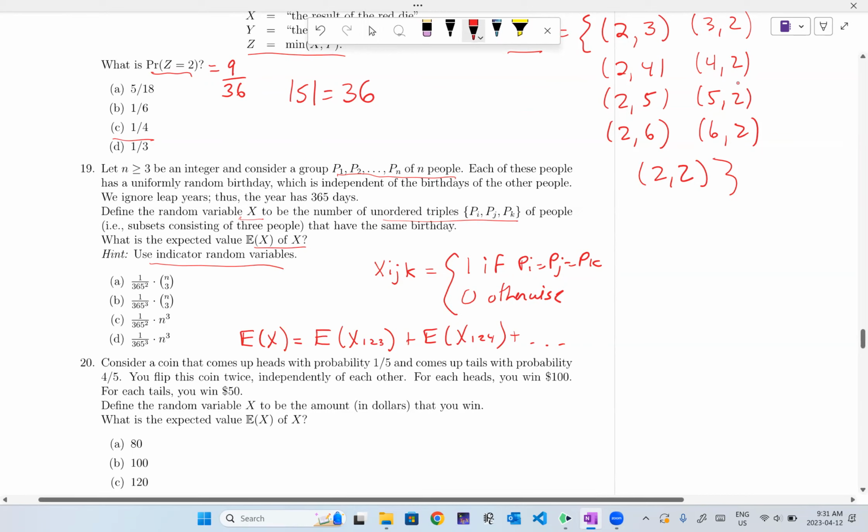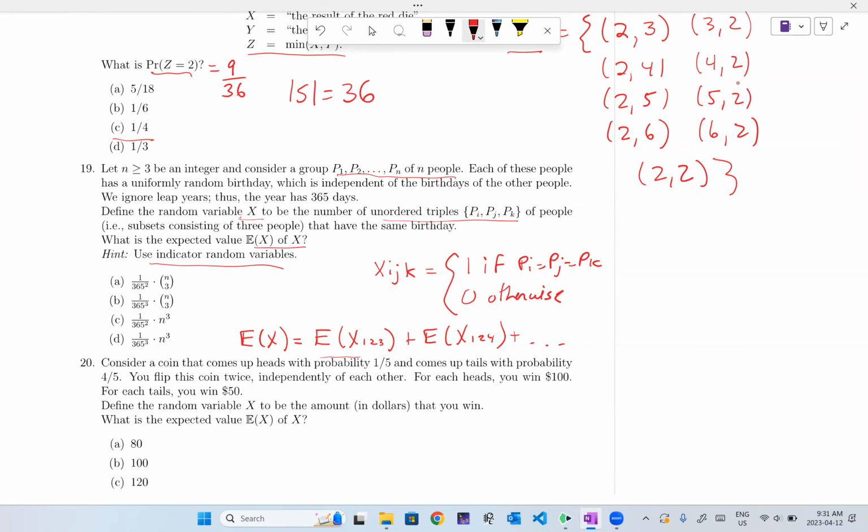Because these are indicator random variables, the expected value of X_ijk is equal to the probability that this indicator random variable is equal to 1. And what's the probability that it's equal to 1? Or what is that event? Well, that event is just whatever it is I'm trying to count. In this case, it's equal to 1 if these three people have the same birthday.